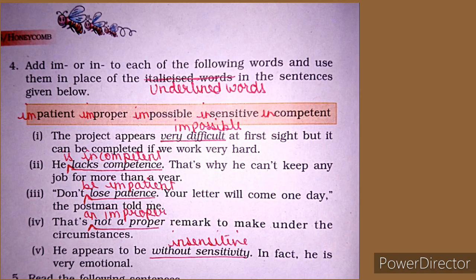Number 5, he appears to be without sensitivity. In fact, he is very emotional. Underlined words are without sensitivity. In place of without sensitivity, we will use insensitive. And the answer will be, he appears to be insensitive. In fact, he is very emotional.